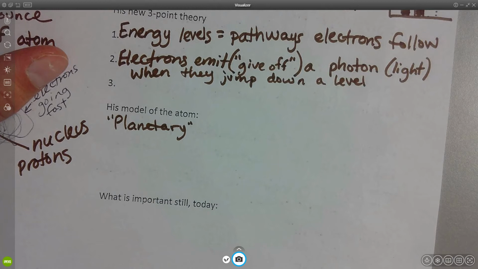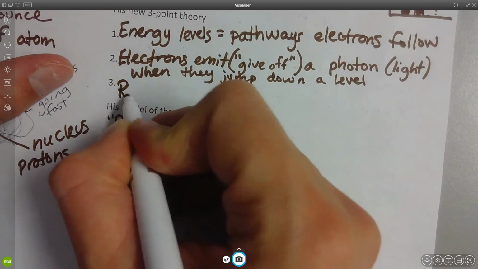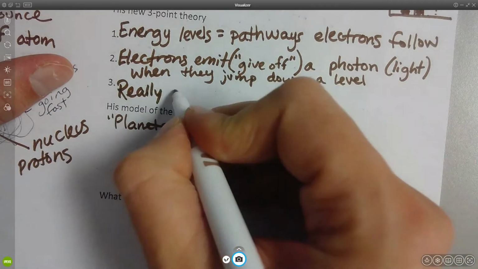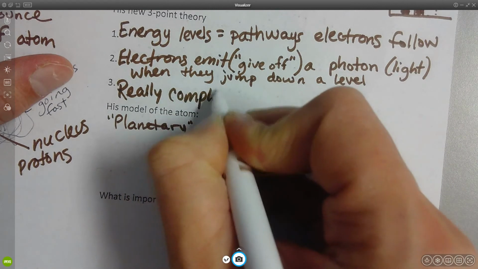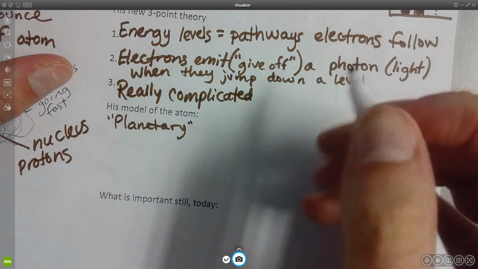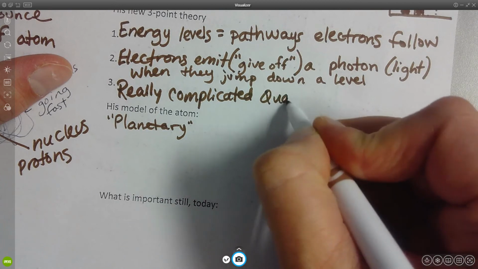Just trust me. And then the third thing that I'm going to put here is that there were some other things in his theory that were really complicated. It related to what we call quantum mechanics.